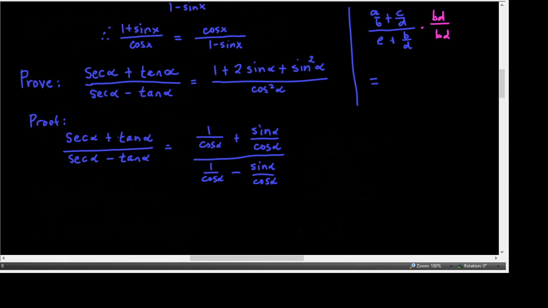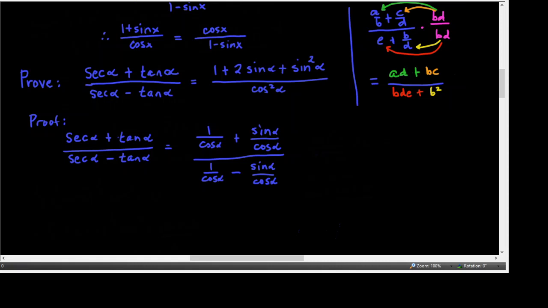Then I'm going to distribute b times d to each of these items. So when I multiply a over b times d, the b's cancel, leaving a times d. Plus, then I'm going to distribute the bd times c over d. The d's cancel, leaving b times c. Then I'm going to distribute in the denominator bd times e is bde, plus, and then I'm going to distribute bd times b over d. The d's cancel, leaving b squared. And what you have as a result is a fraction that does not contain fractions, and that's the idea. So let's do that on this problem.